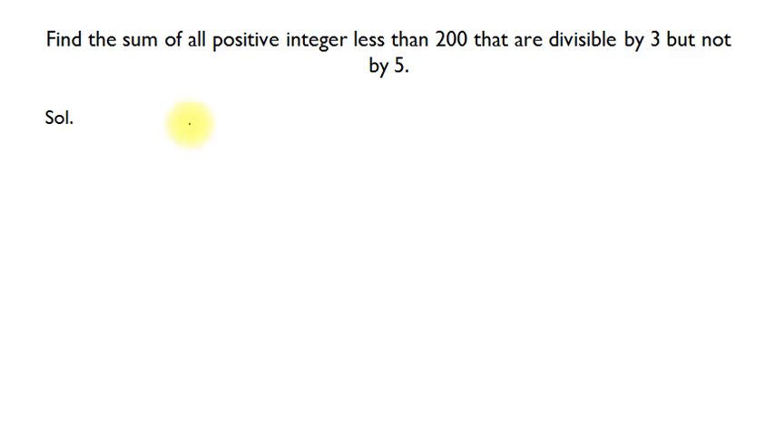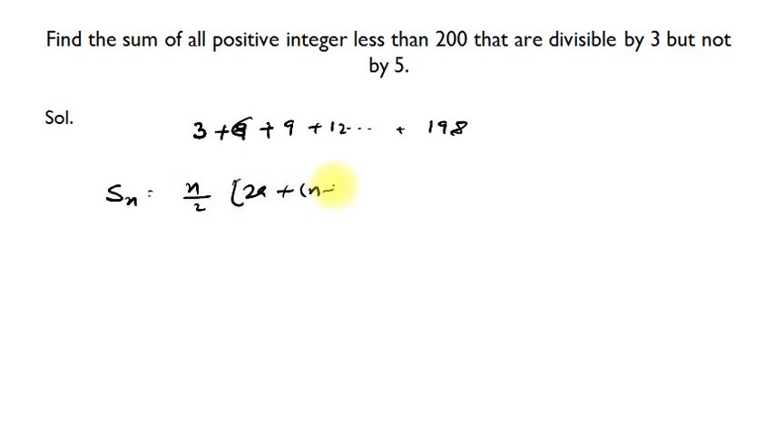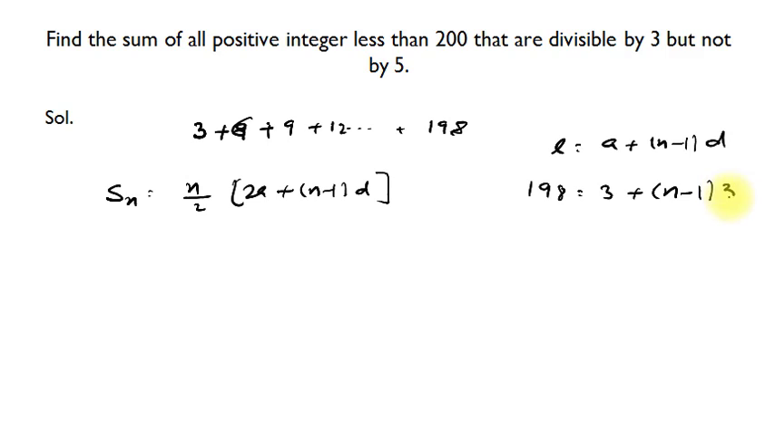So the series which is divisible by 3 is 3 plus 6 plus 9 up to 198. So if we find the sum of the numbers divisible by 3, Sn is equal to again n by 2 into 2a plus n minus 1 into d. Right, now using the last term, that is L is equal to a plus n minus 1 into d. So L is equal to 198 and a is equal to 3, and here we have to find the value of n, and the value of d is the common difference, this is 3.